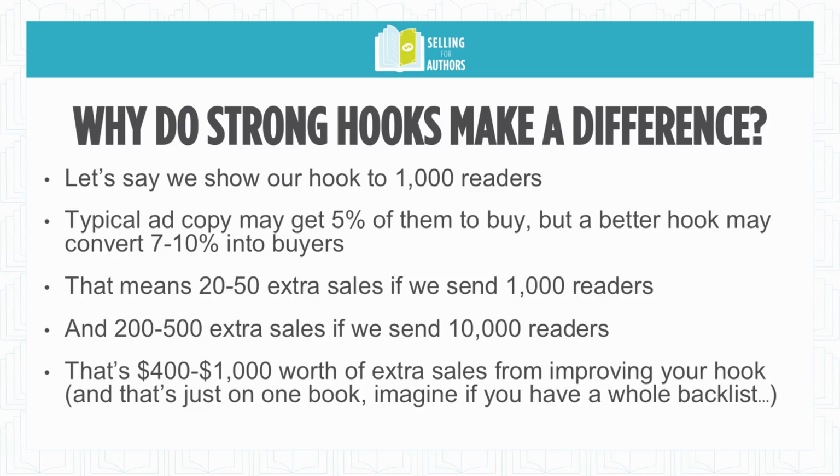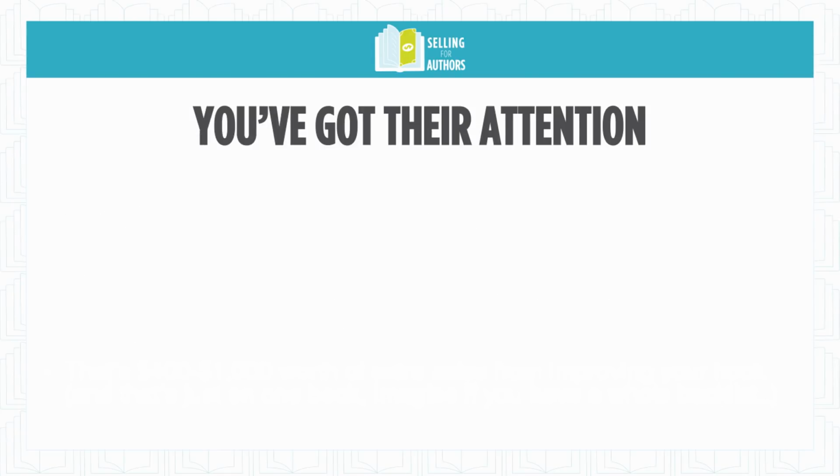And that, if you're making $2 a pop per book, is $400 to $1,000 worth of extra sales just from improving your hook. And if you have multiple books, that could be an improvement of that earning amount on every single book on your backlist. So obviously, we don't want to leave money on the table, so let's write the strongest hooks we can.